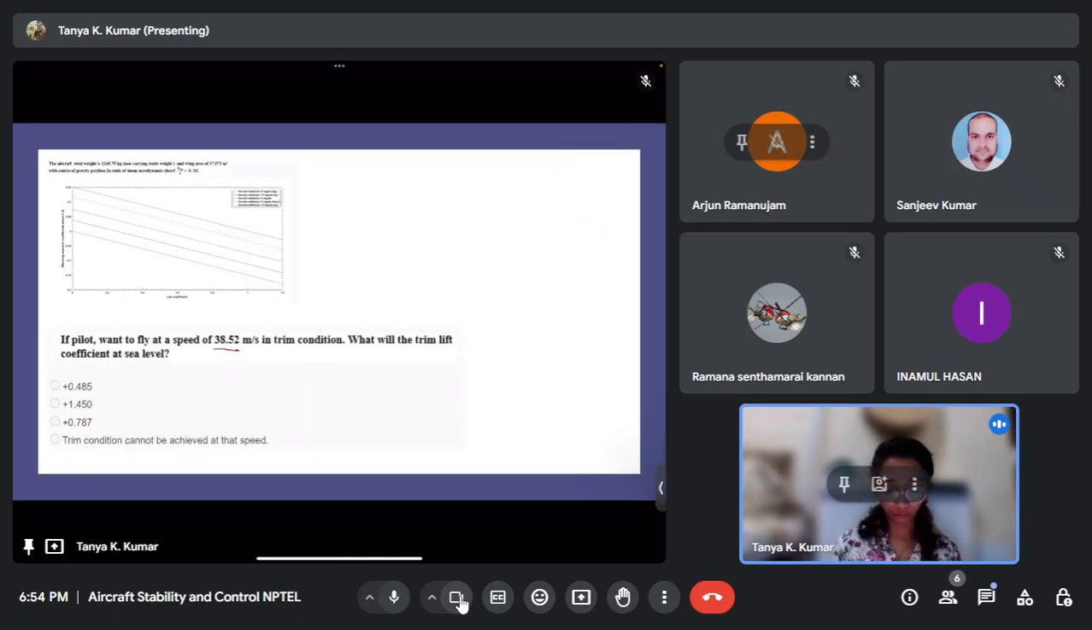If a pilot wants to fly at a speed of 38.52 meters per second in trim condition, what will be the trim lift coefficient at sea level? They've asked you to find out CL trim. This is very straightforward. Just do this and we will solve it together. It's CL trim.